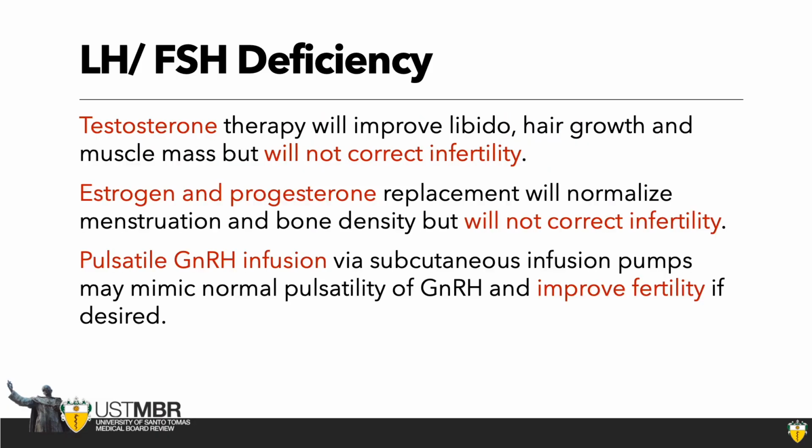So treatment, just to have libido in men and hair growth, you give testosterone. But giving testosterone will not make the patient have spermatogenesis. There's other fine tuning. There should be pulsatility because you need to stimulate spermatogenesis by giving the right amount of GnRH. Same thing with female. By giving estrogen and cycling with progesterone, you can make them menstruate. However, that doesn't mean they're ovulating. So for patients with LH, FSH deficiency, you have to give them GnRH in pulsatile fashion to improve their fertility.